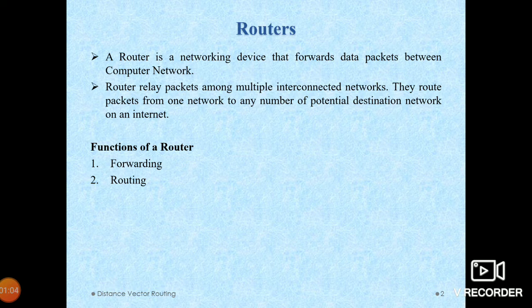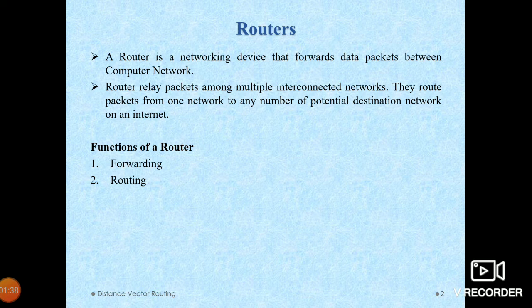The major functions of routers are forwarding and routing. Forwarding means the router receives the packet from the input port, checks the header, and also performs some checksum functions. Then it forwards the packet to the destination or the next router by looking up the routing table. So the routing table helps us find the shortest path to reach the destination.